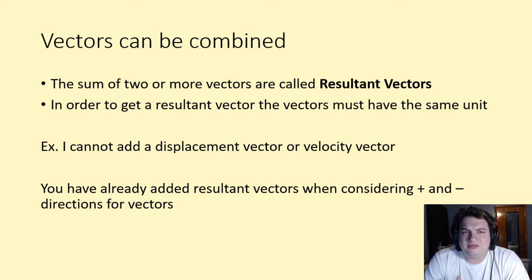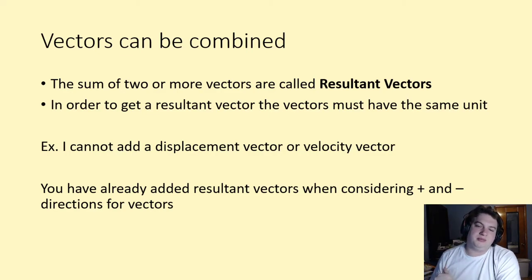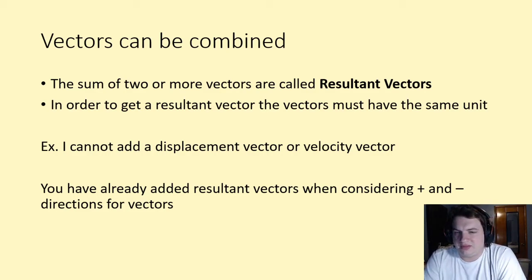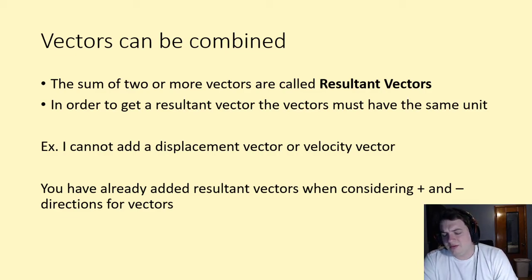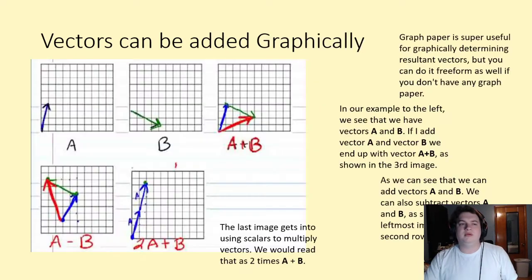And you guys have already done this because we've added vectors before whenever we talked about direction. So positive and negative values, right? Because we talked about a train moving 30 miles per hour to the east, and then the train moved 15 miles an hour back to the west or something like that. So you guys have done this. This should hopefully be pretty easy. We're just expanding on it a little bit into the 2D realm instead of the 1D.